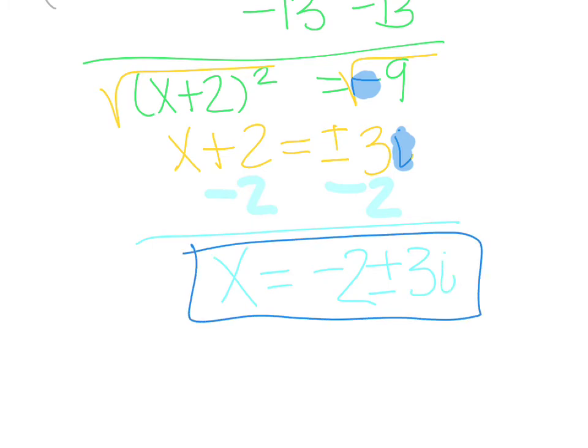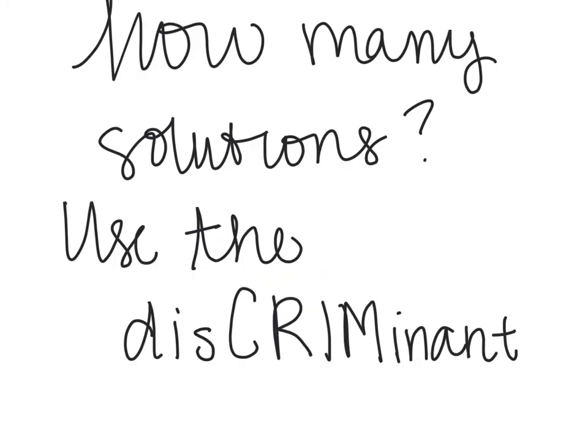And again, that is a problem that has 2 solutions. This time we know they're going to be 2 imaginary solutions, or 2 non-real solutions, because I had an i in my answer. Alright, so the next thing we're going to talk about is how we can determine the number of solutions without having to solve the problem. And we can use the discriminant to help us figure that out.